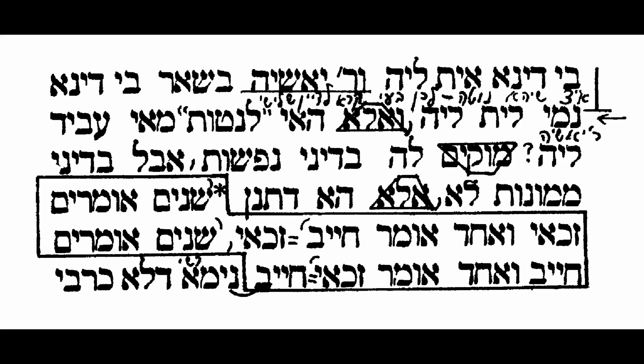You'd have to have unanimity. Let us see this asked in the Gemara. Elo ha desnan. The following source: Shnaim omrim zakai v'echad omer chayav. If 2 would rule innocent and 1 rules guilty, since you have a majority ruling innocent, zakai, the person is exonerated. Shnaim omrim chayav v'echad omer zakai. If 2 rule guilty and 1 rules innocent, chayav, he is guilty, because we follow the majority.